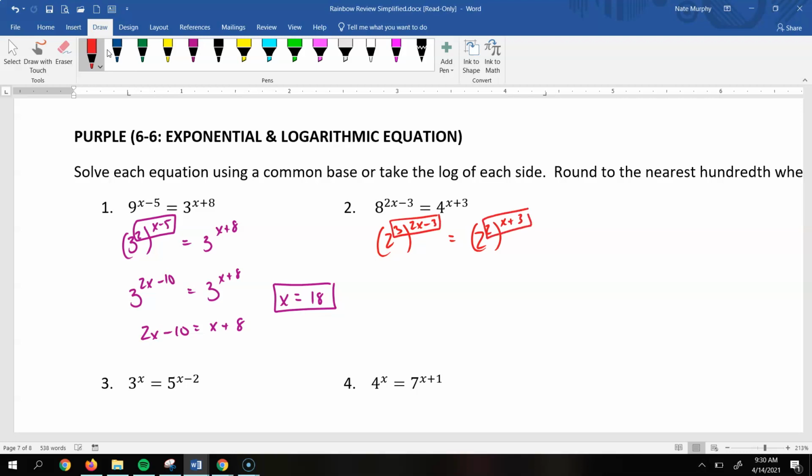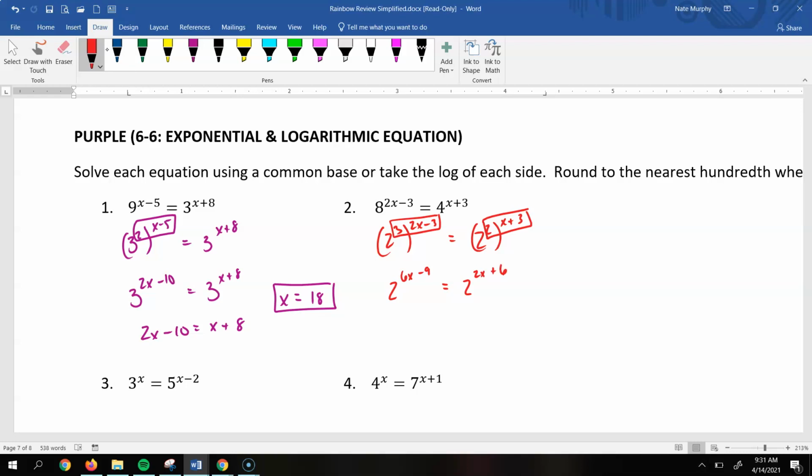So what we're going to do is distribute the 3 on that side, and distribute the 2 on this side to both of those other terms. And so here we would have 2, and then 3 times 2x would be 6x, and then 3 times negative 3 would be minus 9. So we'd have 6x minus 9 as your exponent on the left. And on the right, we distribute the 2 through, so we get 2x plus 6.